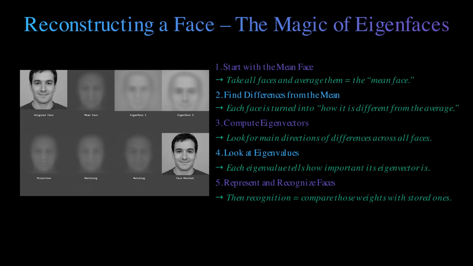So, to put it all together, eigenfaces work by reducing every face to a set of patterns, the eigenvectors, weighted by their importance, the eigenvalues. In practice, this means a face is no longer just an image, it becomes a compact mathematical description. And by comparing these descriptions, the computer can recognize not just a face, but who the face belongs to.